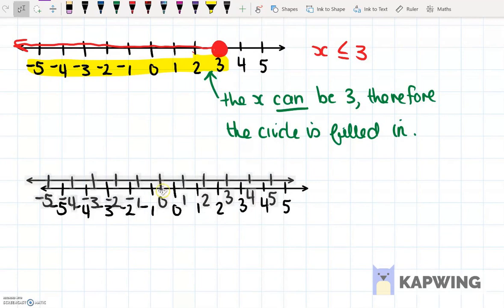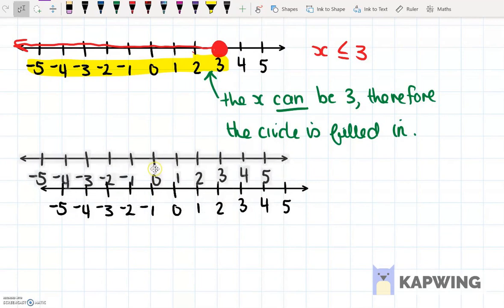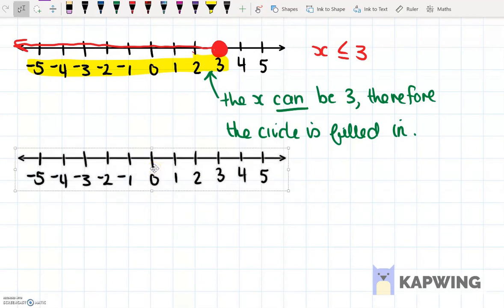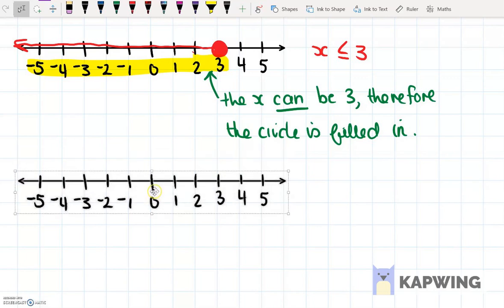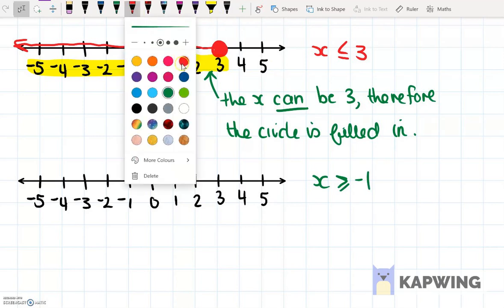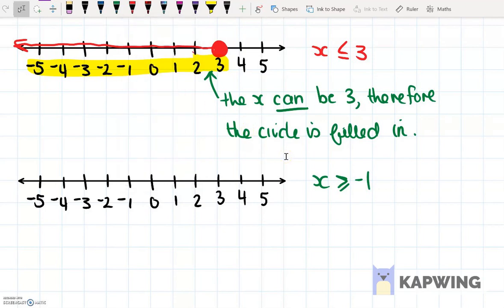This is our number line. And let's say this time we're going to look at x is greater than or equal to minus 1. So in this case, x is greater than or equal to minus 1. So we start at minus 1. We're going to draw a circle around it. Now it's including minus 1, so therefore we're going to colour it in.